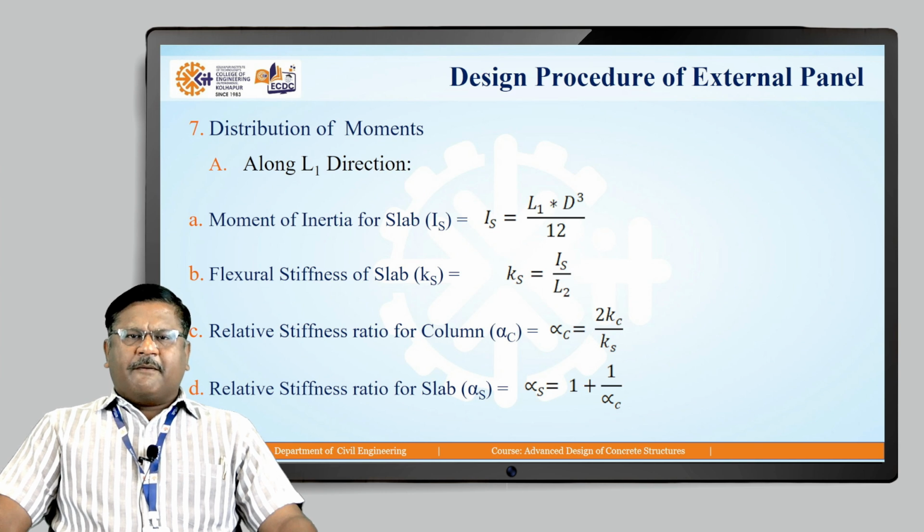Flexural stiffness of slab Ks is equal to Is upon L2. Relative stiffness ratio of column alpha C is equal to 2 Kc upon Ks. Kc is nothing but the flexural stiffness of column at joint, and Ks is the flexural stiffness of slab. Next, relative stiffness ratio alpha S is equal to 1 plus 1 upon alpha C. Alpha C is nothing but relative stiffness ratio of the column.